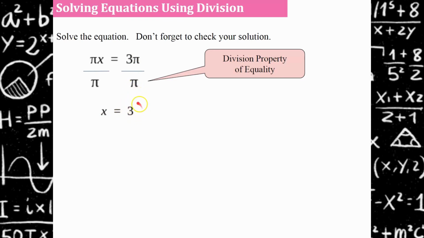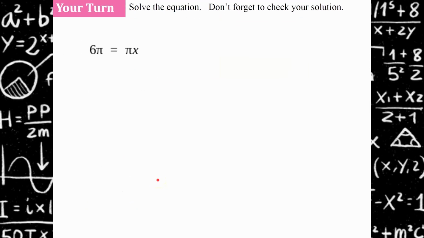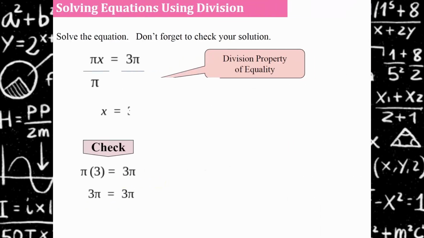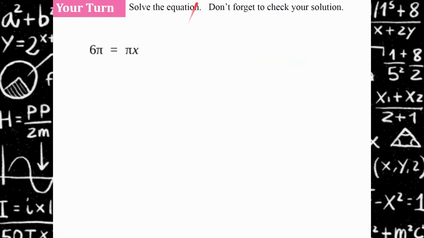So we're going to check, replacing x in this original equation with 3. So now we have pi times 3 equals 3 pi, which is also written 3 pi. So it checks. So over here, it's your turn. I want you to solve the equation 6 times pi is equal to pi times x.